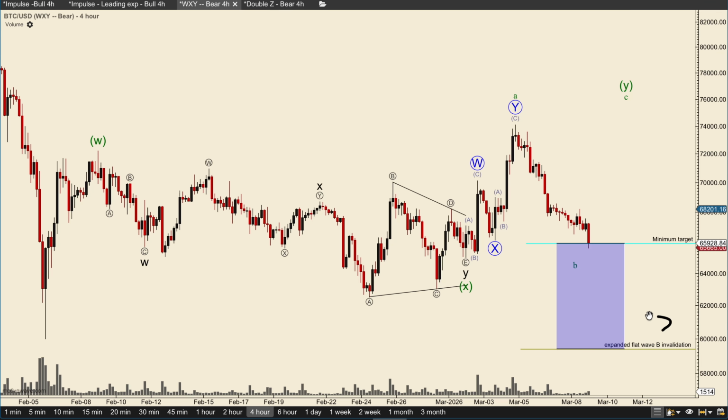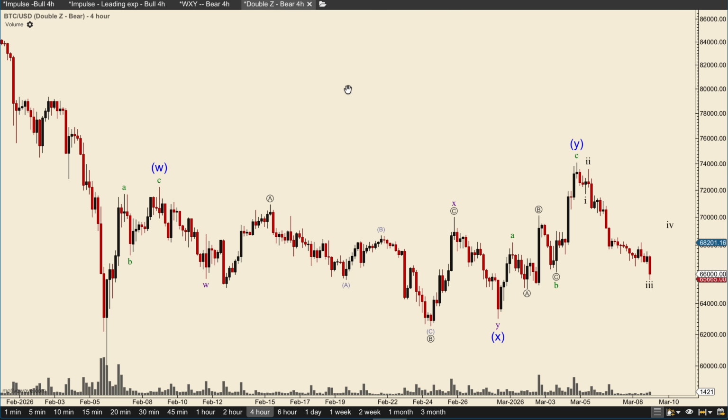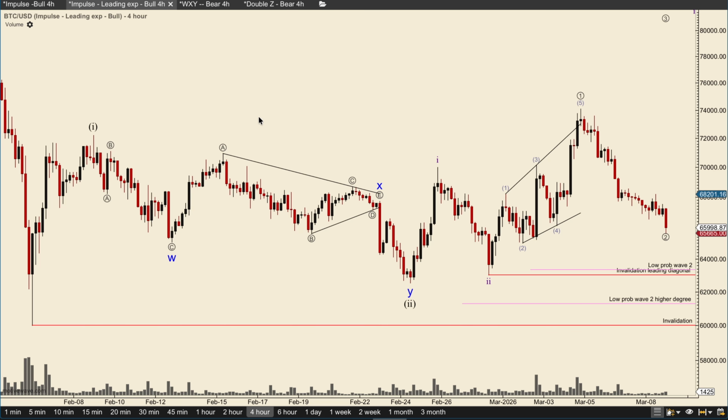And if we move down here, then this scenario is out of the window. This is invalidation for an expanded flat. Then this move takes over as the most probable scenario. And then the impulse here, so 1, 2, 1, 2, 1, 2 of a lower degree. Here we have this, the leading expanding diagonal, which is extremely uncommon.